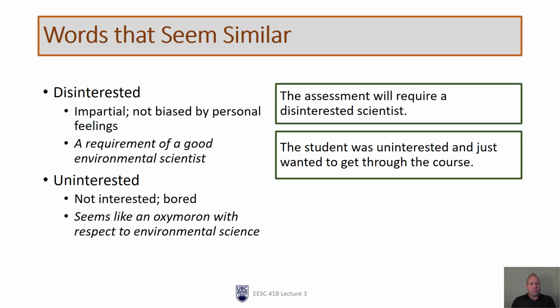There are a couple of other very important words in environmental science that seem similar, although they have very different meanings. So disinterested. This means impartial, not biased by personal feelings. And it's different from uninterested, which means basically bored or not interested in something. So in environmental science, we do need to be disinterested. This means that we can evaluate the science without being personally invested in it. We're disinterested. It just means that we're not taking it personally.